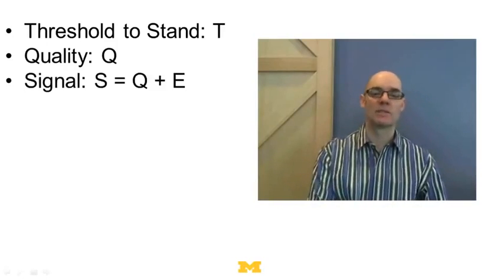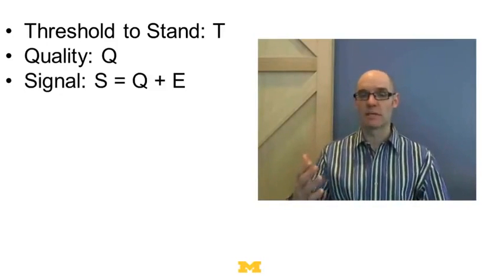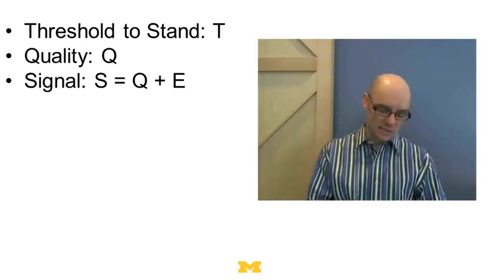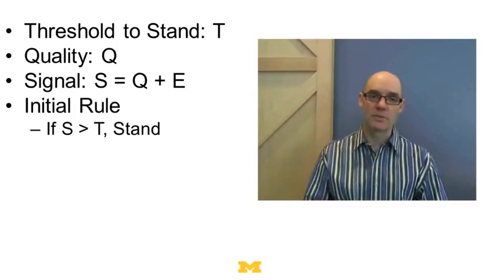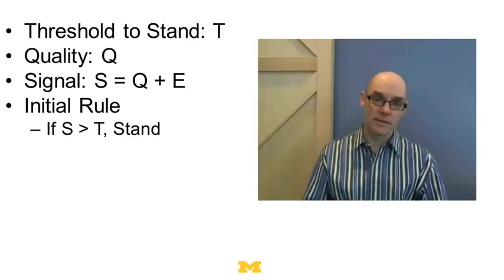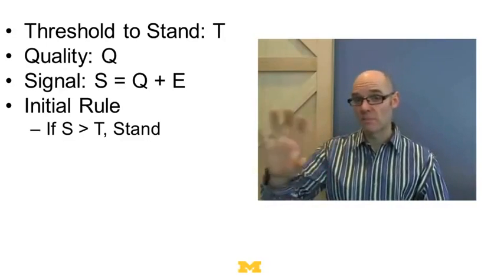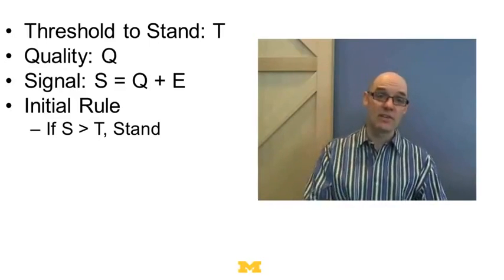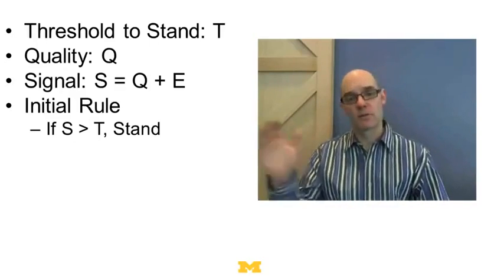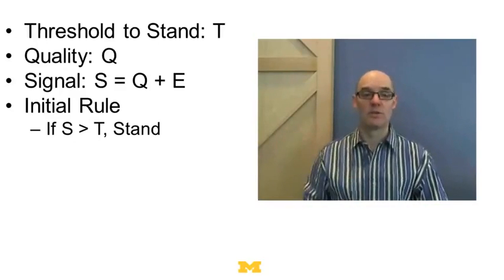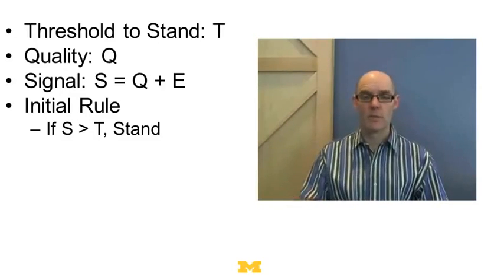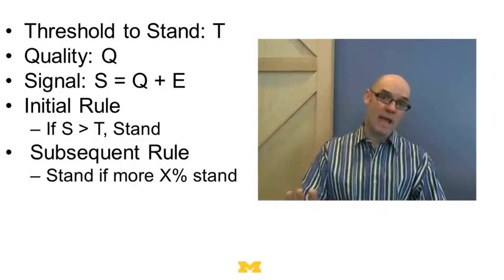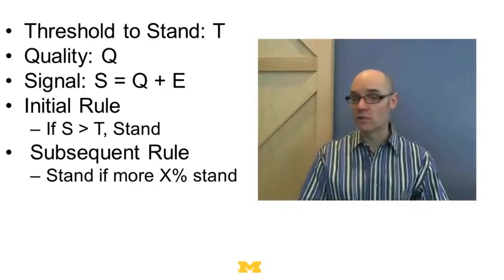But let's make this a little bit more sophisticated. Let's suppose that instead of you just seeing the quality, you get something called a signal. Now the signal is going to be the quality plus some other term, some term E, which we can think of as an error, right? So you don't see the true quality, you see the quality plus some noise. And now your decision to stand doesn't depend on the quality and your threshold, it depends on your signal and the threshold. If your signal's above the threshold, you stand. If your signal's below the threshold, you don't stand. Okay, so that's the model. Well, one more thing. Because that was the initial decision to stand, now you've got to decide, after this initial decision, do you stand once you see other people standing?